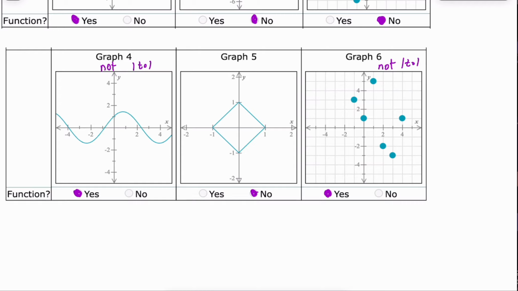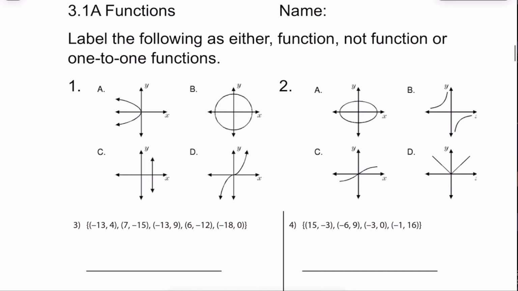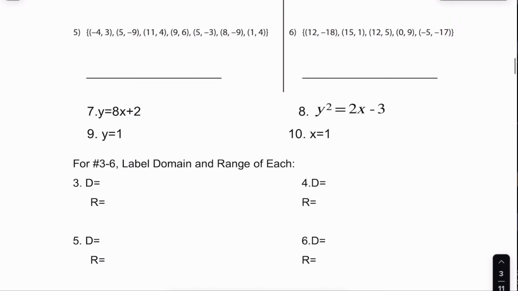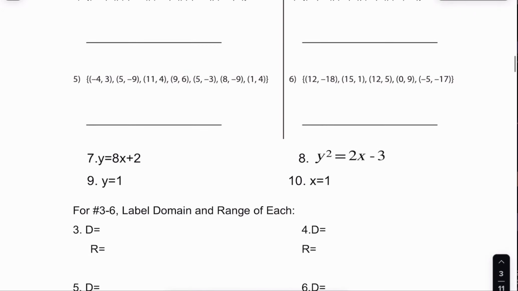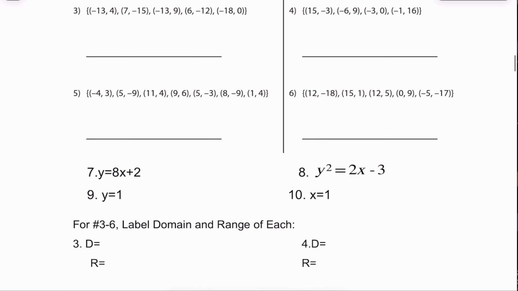So functions pass the vertical line test. A one-to-one function also will pass a horizontal line test. So here are some functions we did not do in the graph, some domain and range things, and some with points. So I want to do number 3 here with you right now, and then number 3 down there.